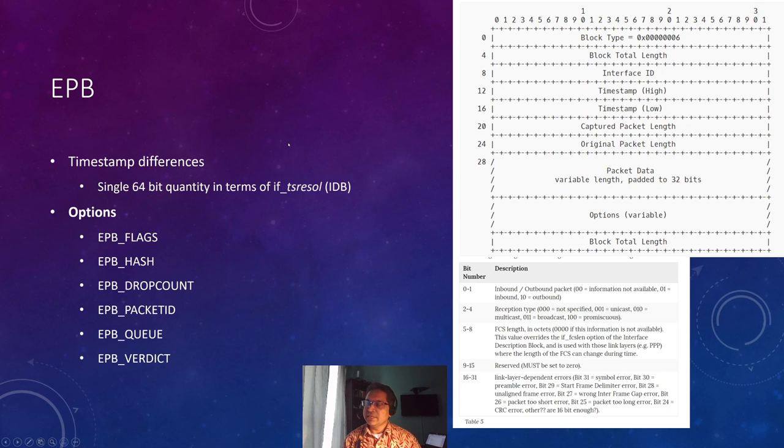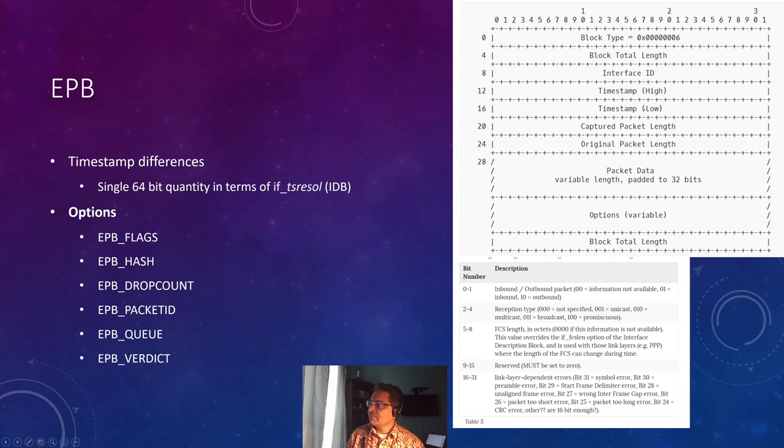And so the EPB is the most important block of the PCAPNG, and this block is essentially the block that has the packet data right here. It's the variable length section padded to 32 bits. But if you look at the differences from the previous generation, you look at the interface ID. We talked in the previous video about how PCAPNG works: you can have multiple interfaces captured into a single PCAPNG file. And so the interface ID is here.